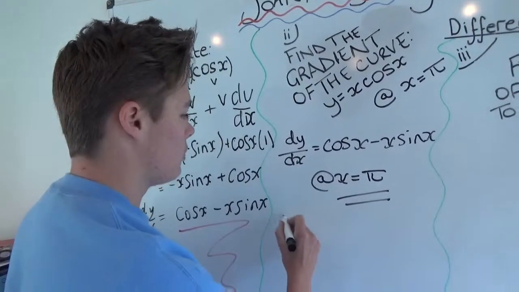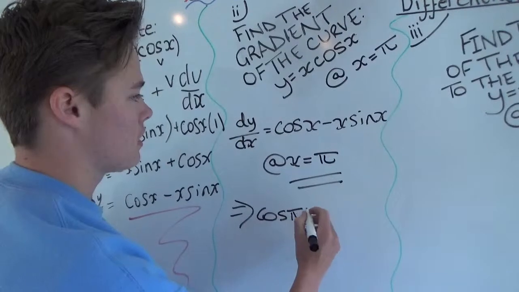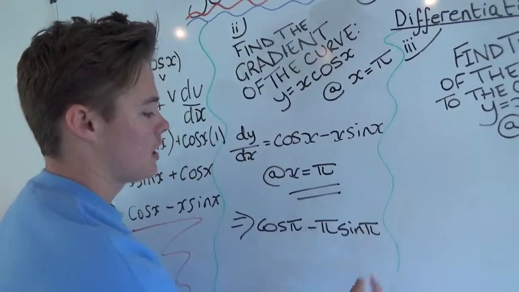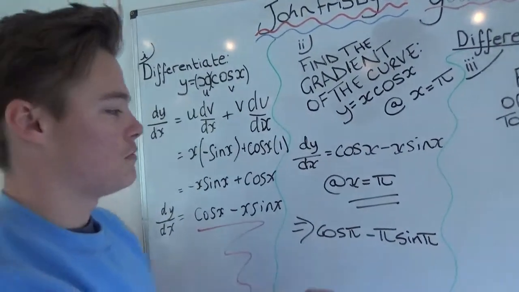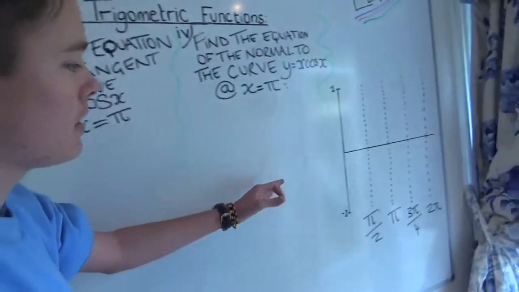So therefore that is equal to cos pi minus pi sine pi. Now in this question we've been told not to use a calculator, so if you come over here I can show you how we can work out this next bit.